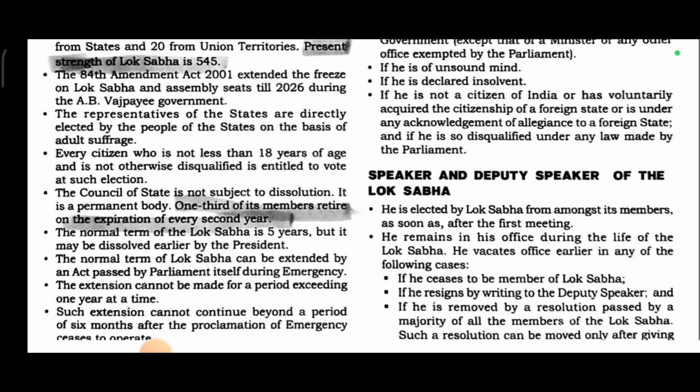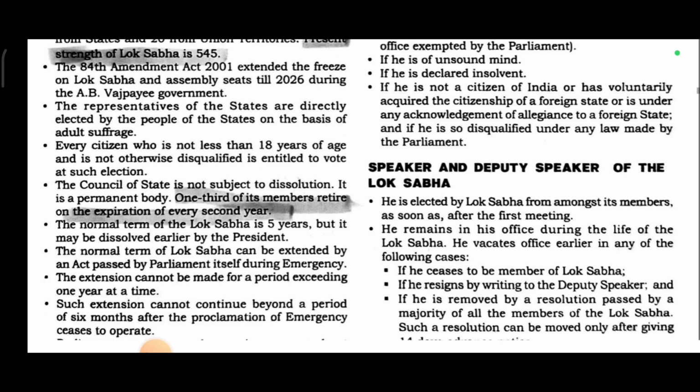The representatives of the states are directly elected by the people of the states on the basis of adult suffrage. Every citizen who is not less than 18 years of age and is not otherwise disqualified is entitled to vote at such election. The Council of States is not subject to dissolution. It is a permanent body. One-third of its members retire on the expiration of every second year.